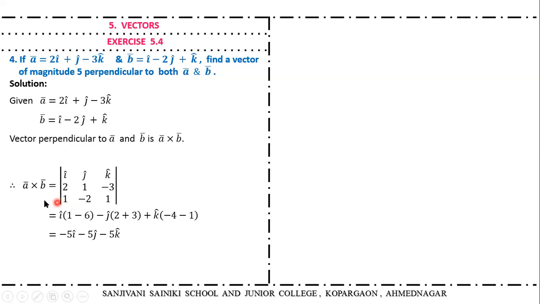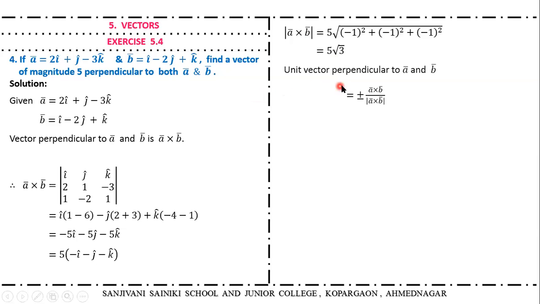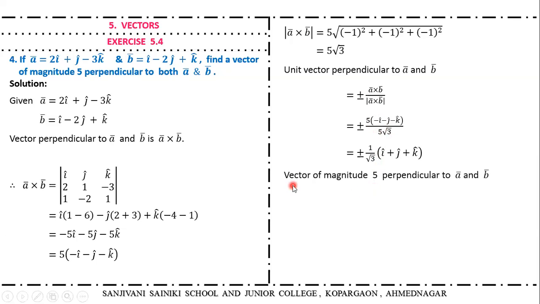We have to find the magnitude of this vector. So how to find the magnitude? Modulus of a bar cross b bar is 5 times under root, because here we have taken 5 common. So 5 under root of minus 1 square plus minus 1 square plus minus 1 square. So it gives 5 root 3. So the unit vectors perpendicular to a bar and b bar are given by plus minus a bar cross b bar upon modulus of a bar cross b bar. Put the corresponding values in this equation and simplify it. You will get the unit vector.